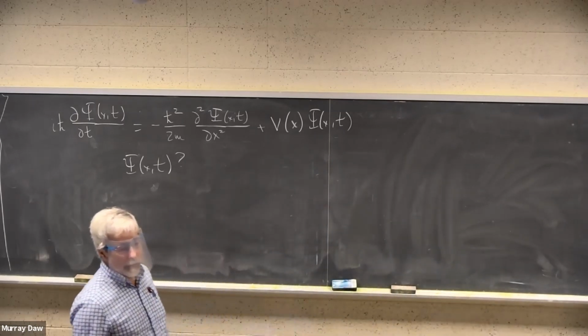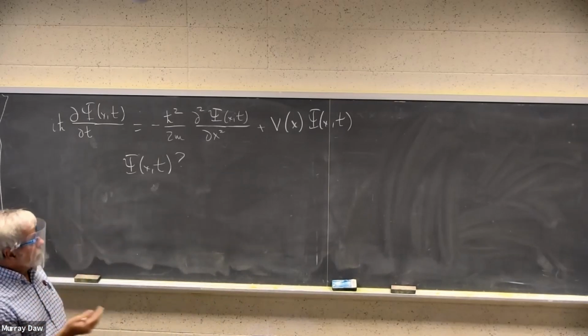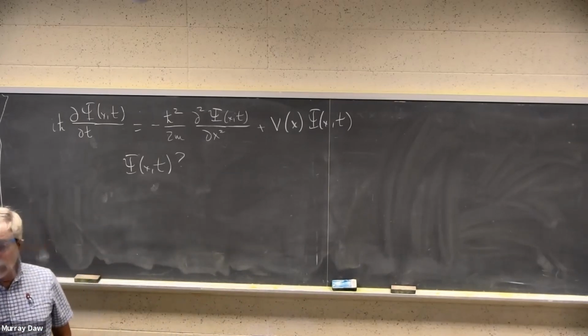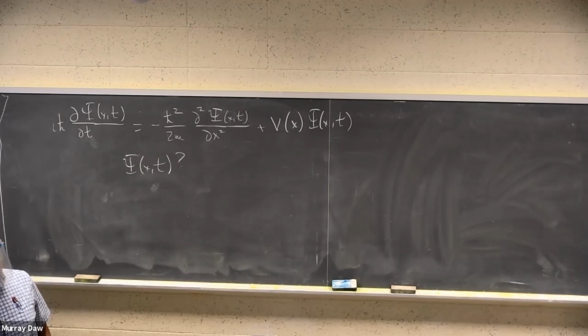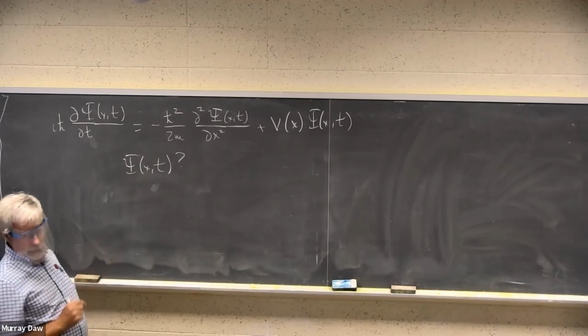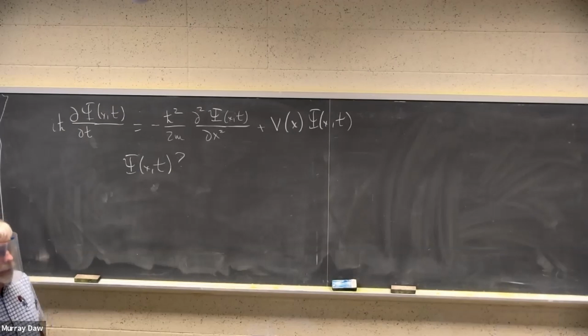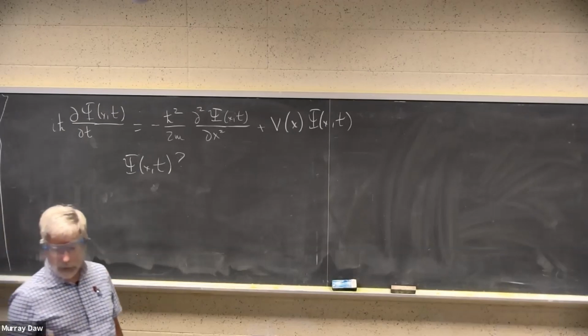It wasn't until Dirac wrote down a different equation. So there are several equations in quantum mechanics that are wave equations. Another one is the Dirac equation, which is actually a better description of the electron than this.